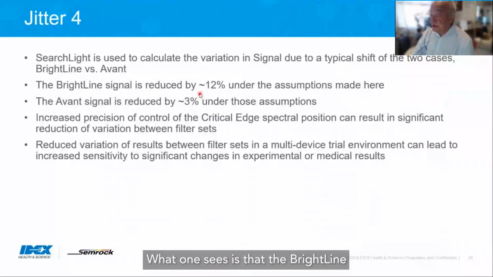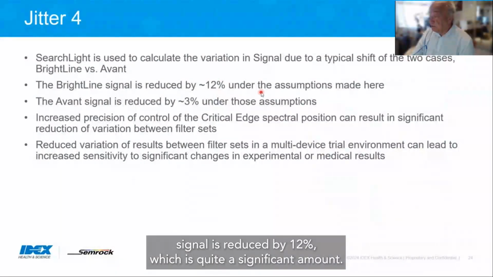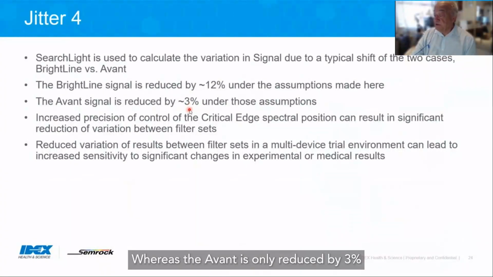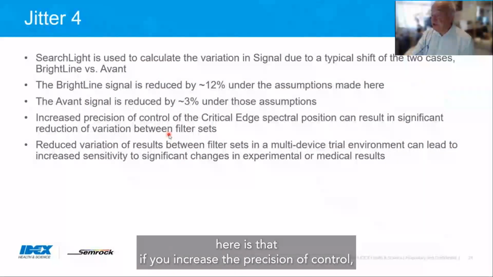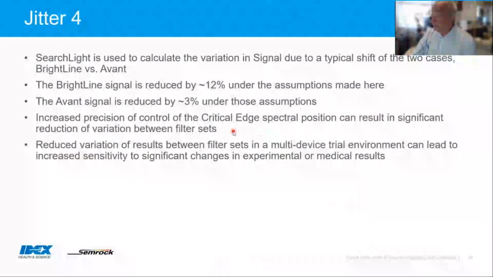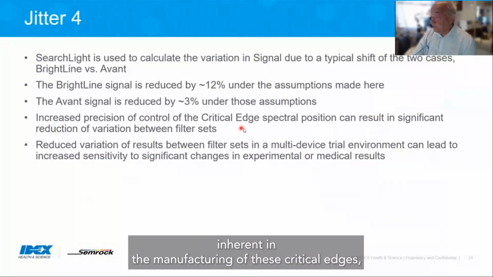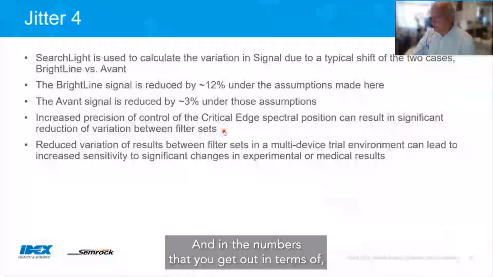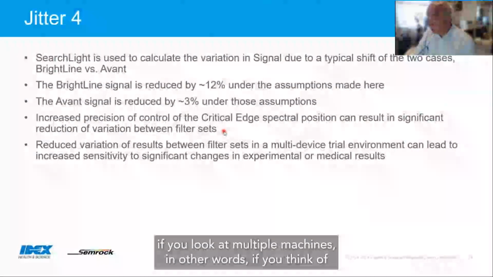What one sees is that the bright line signal is reduced by 12%, which is quite a significant amount, whereas the Avant is only reduced by 3%. The Avant signal is in any case bigger. So I think the take-home message here is that if you increase the precision of control inherent in the manufacturing of these critical edges, you can get quite a bit better consistency in the numbers you get out if you look at multiple machines.